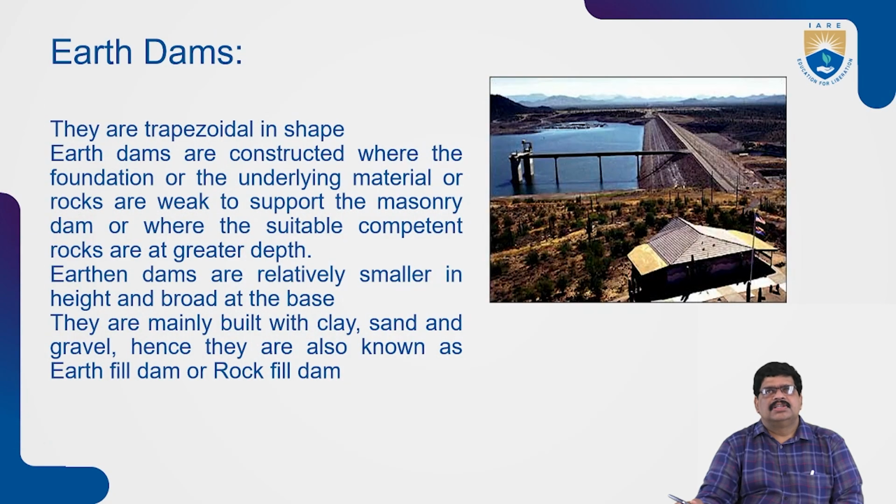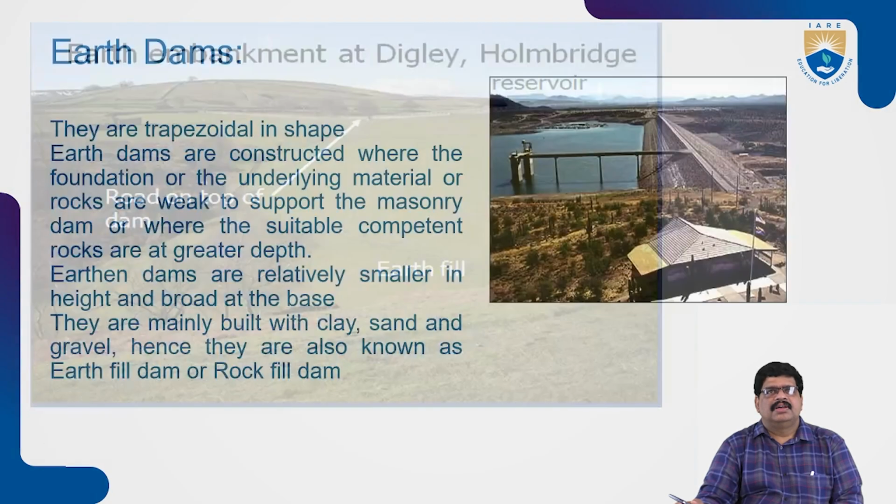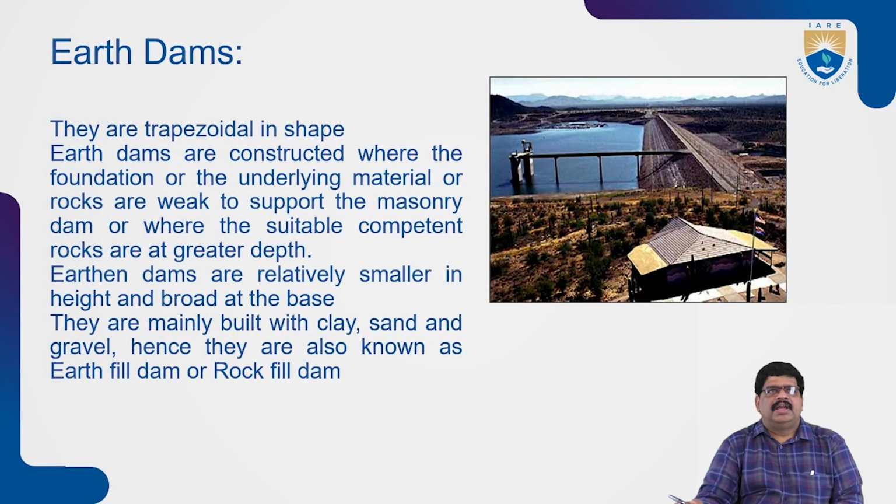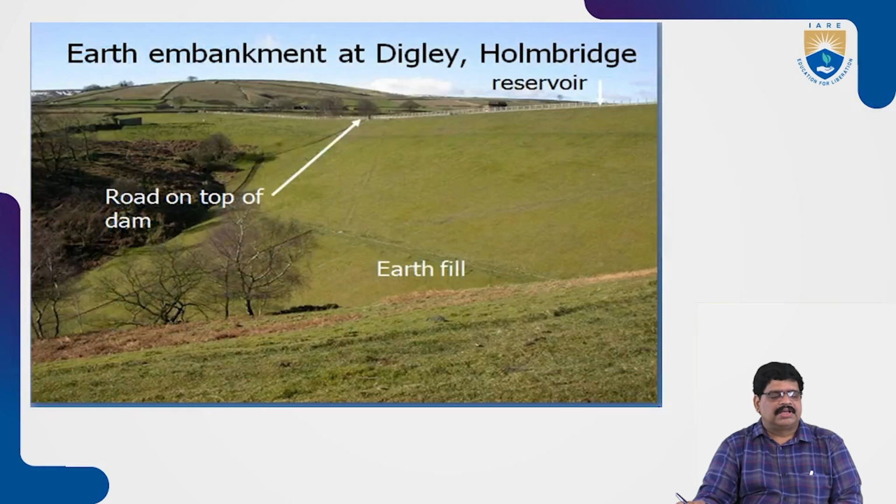Earthen dams. Earthen dams are trapezoidal in shape. They are constructed where the foundation material is not suitable to support a masonry dam, or where suitable rocks are at a greater depth. Earthen dams are relatively small in height with a broad base. They are mainly built of clay, sand and gravel, and are also known as earth fill or rock fill dams.